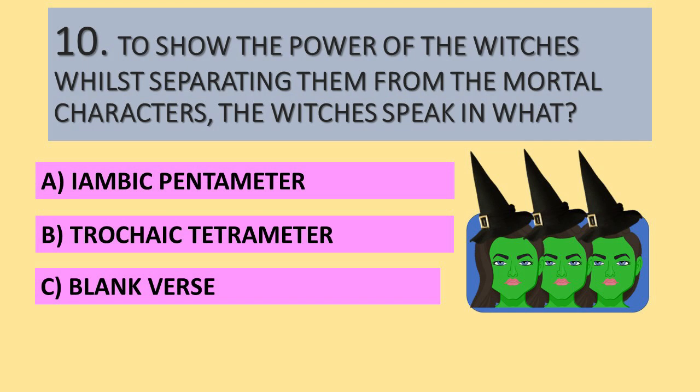And question number 10, a challenge for you here. To show the power of the witches while separating them from the mortal characters, the witches speak in what? Is it A, iambic pentameter? Is it B, trochaic tetrameter? Or is it C, in blank verse?